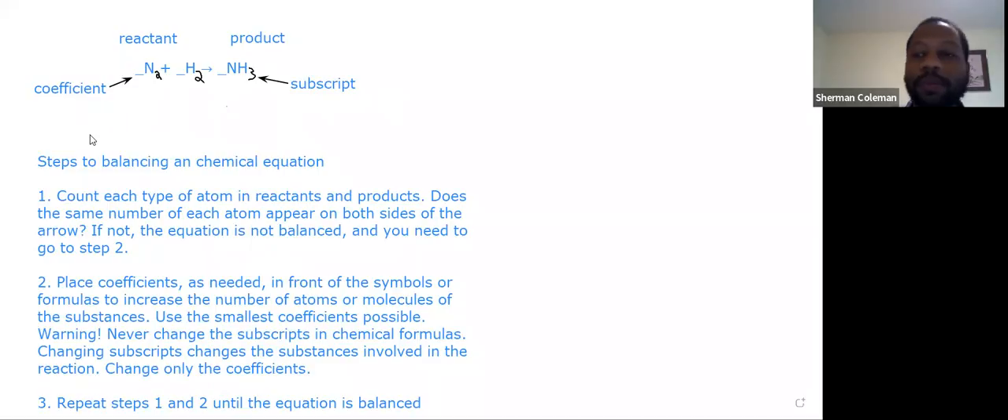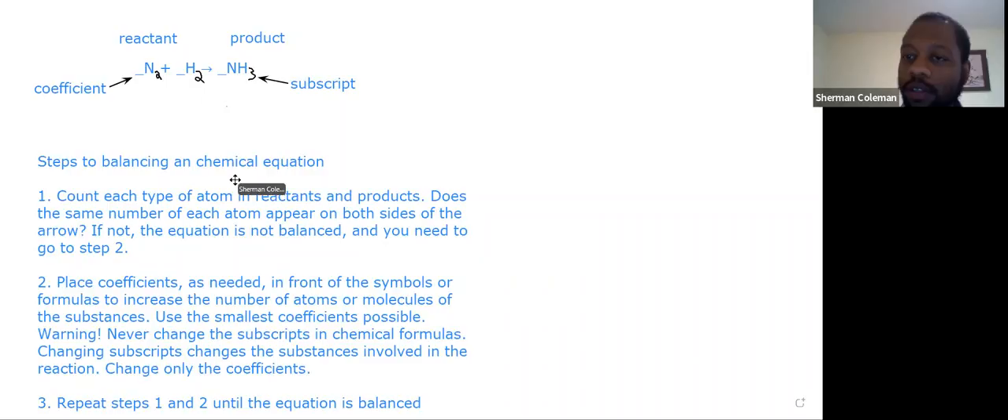Coefficients can be changed. We can manipulate them and do whatever we want with them. We cannot change the subscripts. The subscripts are the small numbers underneath each atom, and they serve as a multiplier. So when you see N2 right here, that's telling you there are two atoms of nitrogen bonded together. Here, this 2 says there are two atoms of hydrogen bonded together. And this compound has three hydrogens bonded to a nitrogen.